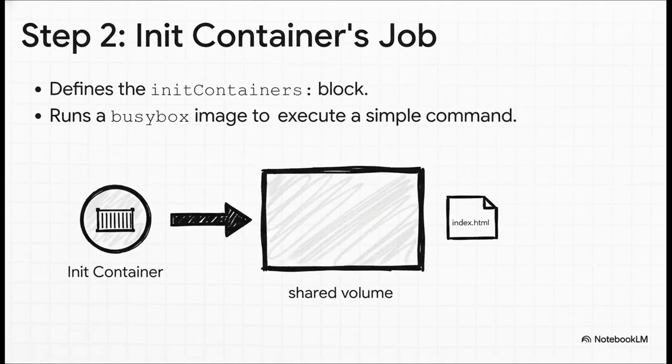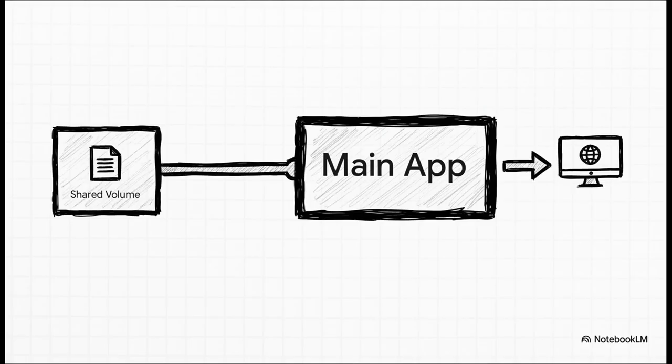Next up, the star of the show, the init container itself. Its job is incredibly simple. We're running a lightweight BusyBox image to execute a basic shell command. All it does is print "hello Kubernetes" into a file called index.html. And where does it put that file? You guessed it, right into that shared data volume we just made. That's it. Job done.